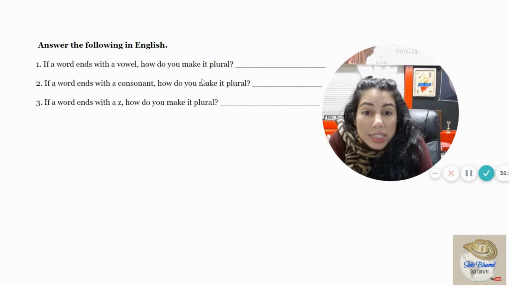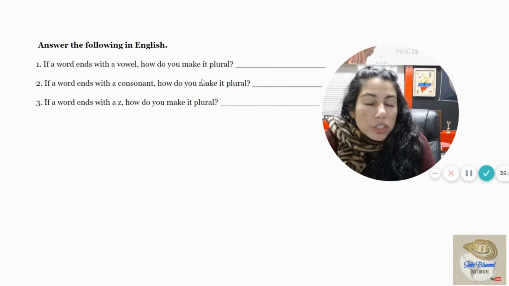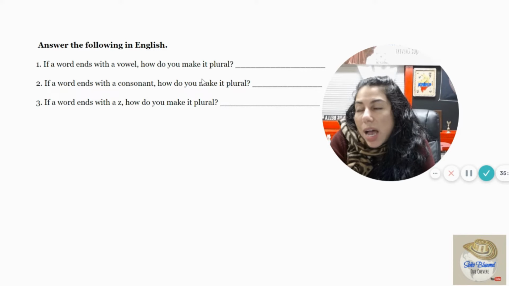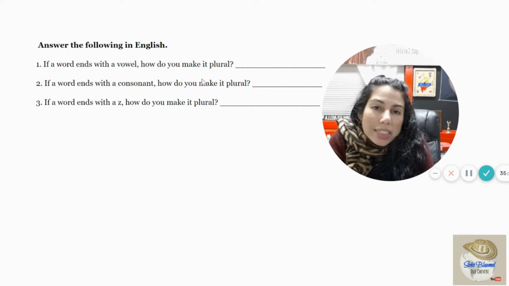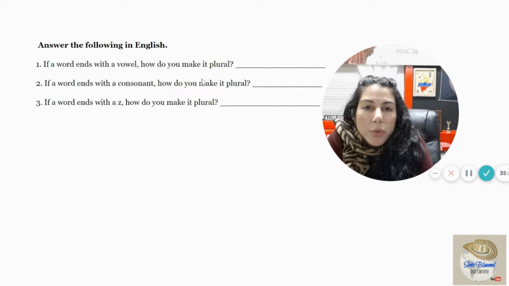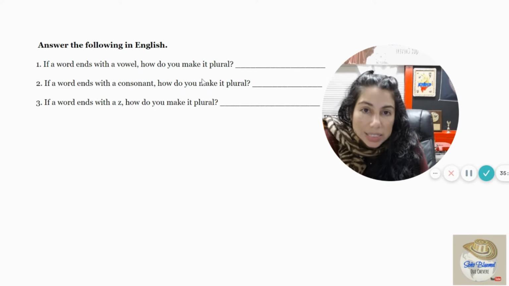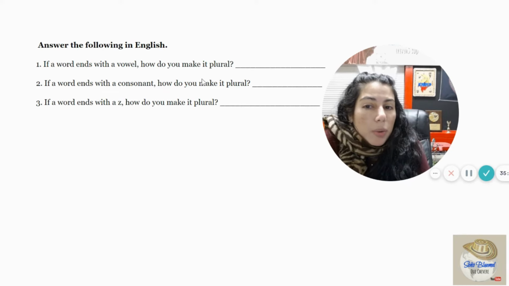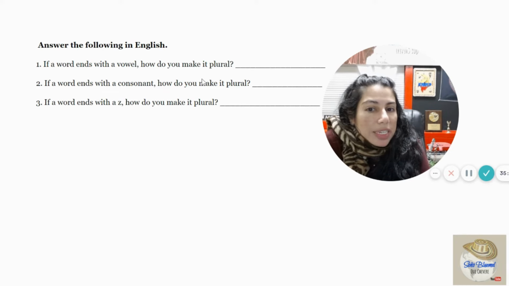If it ends in a consonant, how do you make it plural? So you would put an ES. So for example, if it ends in ción, like acción, the word action, and you want to say actions, you would put an ES at the end, and it would be acciones. So it would change to that, right? For example, the word unidad, which means unit, ends in D. If you want to make that plural, you would add an ES. So unidades, okay?